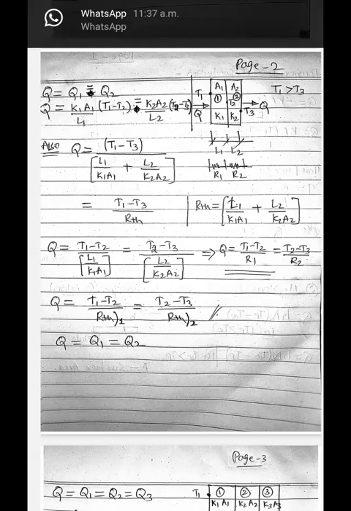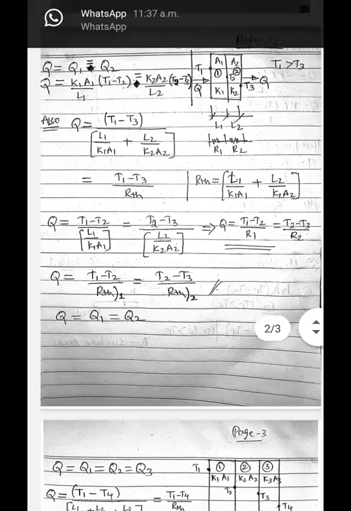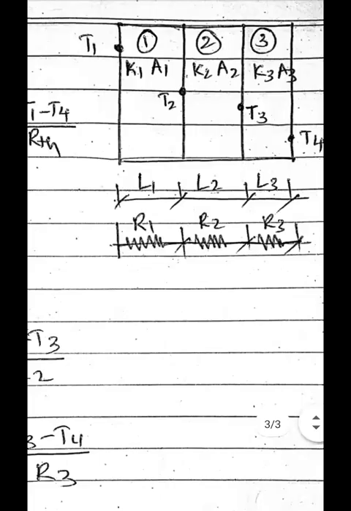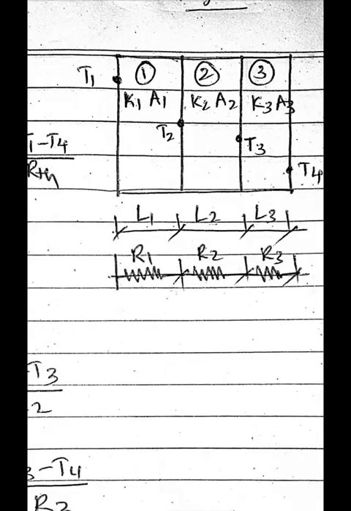Now you can see there is one more wall I have given, with three composite walls. Usually in your exams you will face problems related to three composite walls, right? As you can see, walls 1, 2 and 3 are there. The first wall has temperatures T1 and T2, thermal conductivity K1, cross section area A1, and thickness L1.